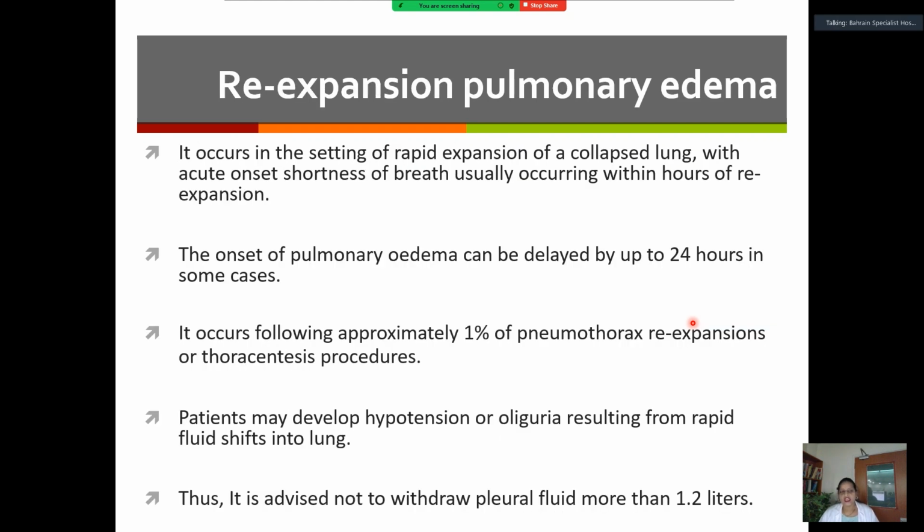Re-expansion pulmonary edema. It occurs in the setting of rapid expansion of a collapsed lung with acute onset shortness of breath, usually occurring within hours of re-expansion. The onset of pulmonary edema can be delayed by up to 24 hours in some cases. It occurs following approximately 1% of pneumothorax re-expansions or thoracentesis procedures. Patients may develop hypotension or oliguria resulting from rapid fluid shifts into the lung. Thus, it is advised not to withdraw pleural fluid more than 1.2 liters.